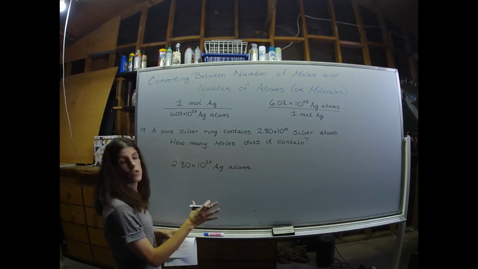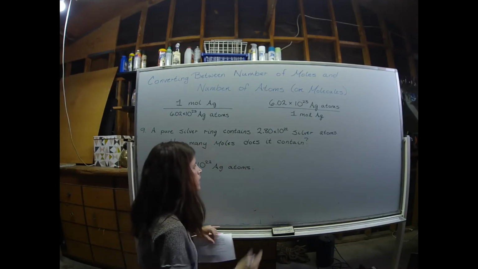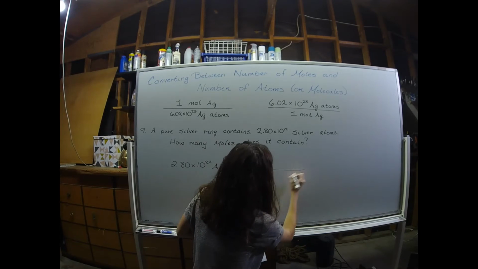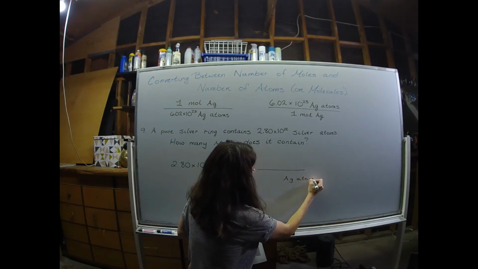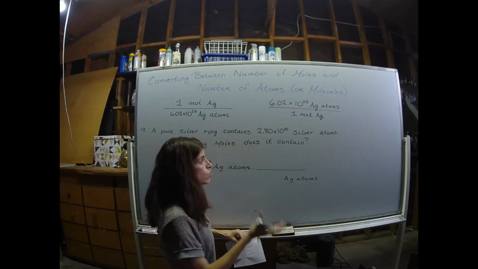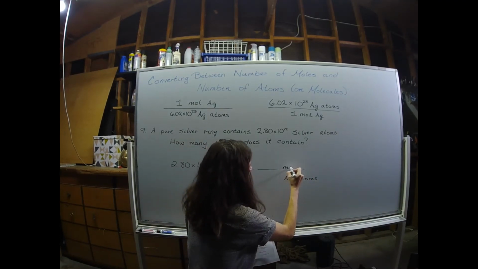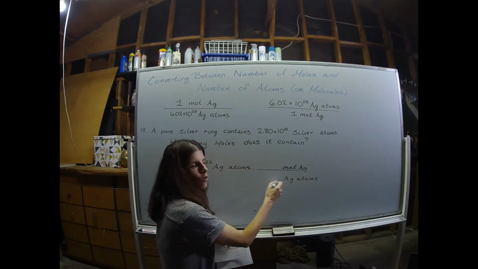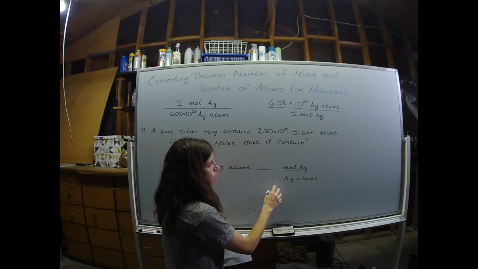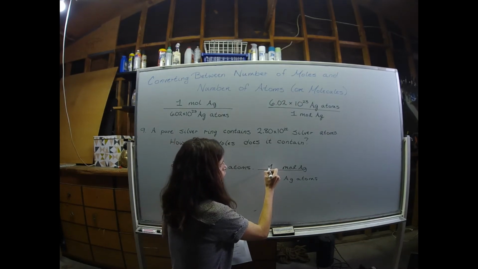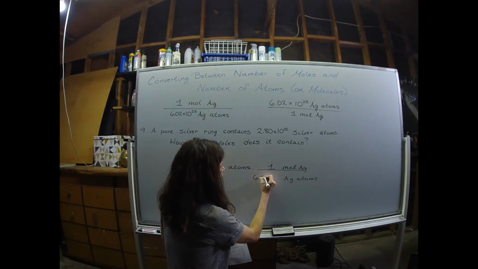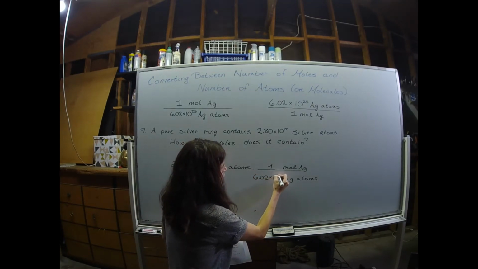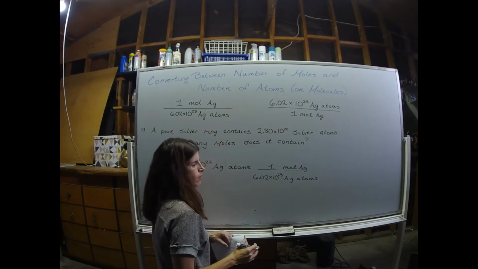And I want to get rid of silver atoms. So I'm going to set up a conversion factor with silver atoms in the denominator. And we're looking to go to moles of silver, so that's going to be up top. And then the relationship between moles of silver and silver atoms is Avogadro's number. So 1 mole of silver contains 6.02 times 10 to the 23rd silver atoms.